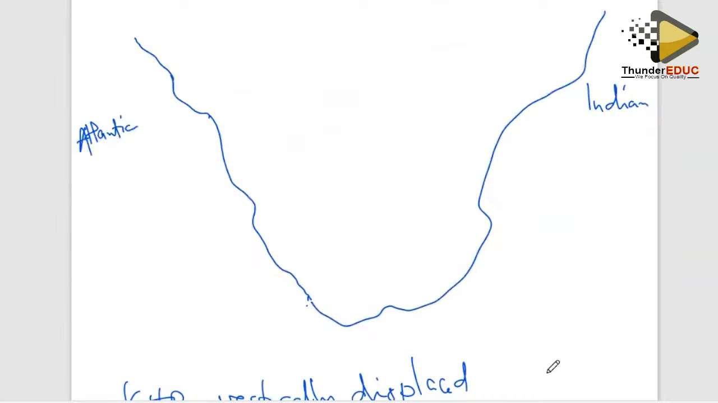our two pressure cells, our two anticyclones. We have one, the South Atlantic high pressure on the west. This one here, the high pressure which exists on the western part, on the western coast, is the South Atlantic high pressure, and this is called the South Indian high pressure on the east. We have the South Atlantic on the west, and we have the South Indian on the east. So this is the South Indian high pressure.